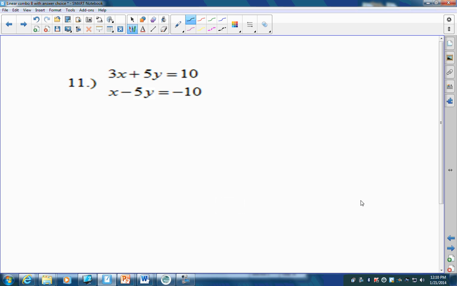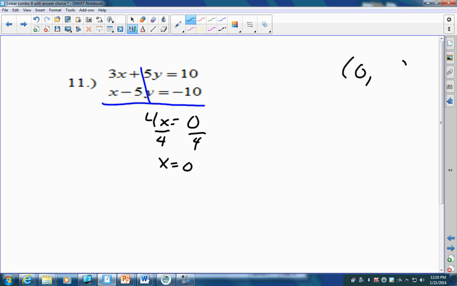On number 11, first thing, is there a letter that is automatically going to go away? The y's will. Oops, I wrote random things. All right. So the y's do. So I don't have to multiply by anything. I get 4x equals 10 minus 10, 0. Divide by 4, x equals 0. So I already know half of it right there. There's part of your problem. You'll be all right.